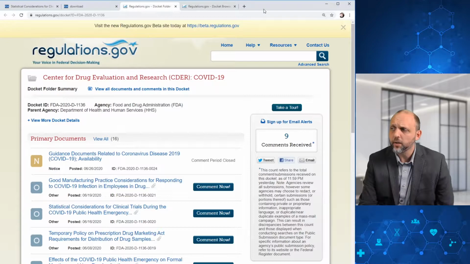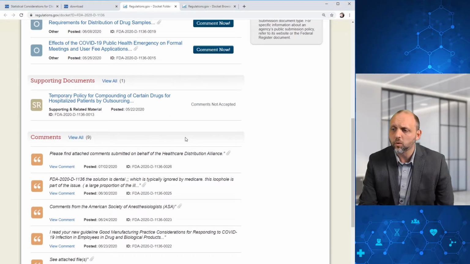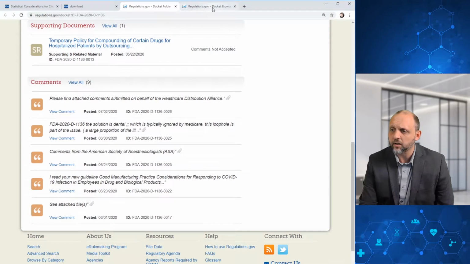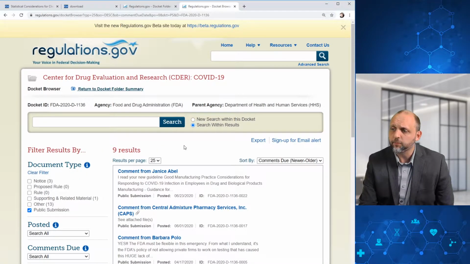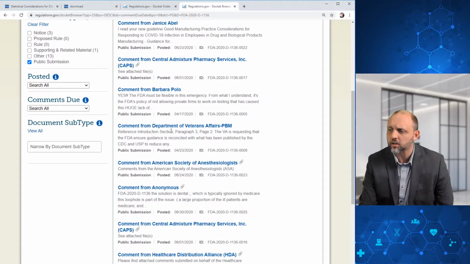And here we have some information regarding the guidance, some of the history here. And what we can do is we can take a look at some of the comments for the guidance document here. And if we open up some of these comments, we'll see there are 9 results, and these go back to April following the draft earlier publication of the guidance document.